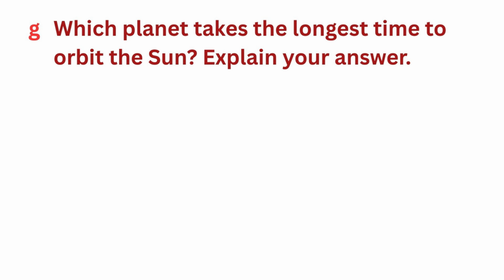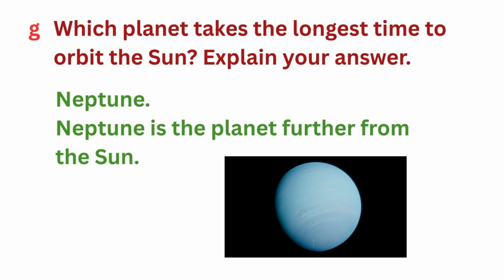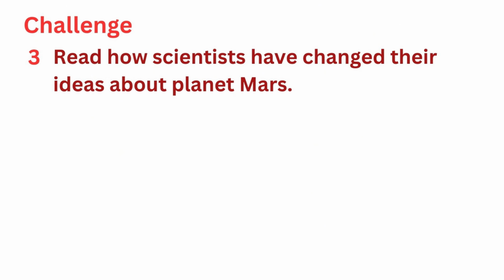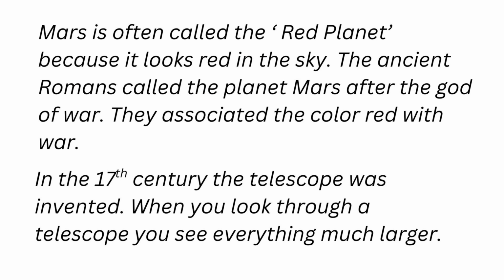G. Which planet takes the longest time to orbit the Sun? Explain your answer. Neptune takes the longest time to orbit the Sun, because Neptune is the planet farthest from the Sun. Challenge question number 3. Read how scientists have changed their ideas about planet Mars. Mars is often called the red planet because it looks red in the sky. The ancient Romans called the planet Mars after the god of war. They associated the color red with war.